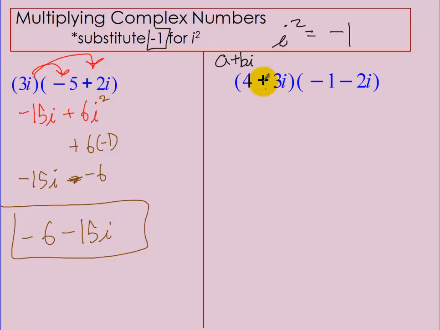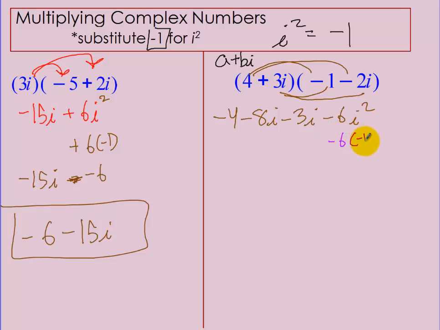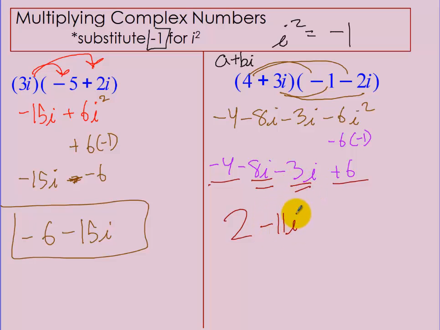For this one, I'm going to do FOIL. So first, 4 times negative 1 is going to be negative 4, and do outers. So 4 times negative 2i is negative 8i. Going to do inners, which is negative 3i. And then the lasts, which is going to be negative 6i squared. Again, that 6i squared is going to be negative 6 times negative 1, which will be positive 6. So negative 4 minus 8i minus 3i plus 6. Combining like terms here, negative 4 plus 6 is going to be 2. And then negative 8i minus 3i is negative 11i. So that's my answer.